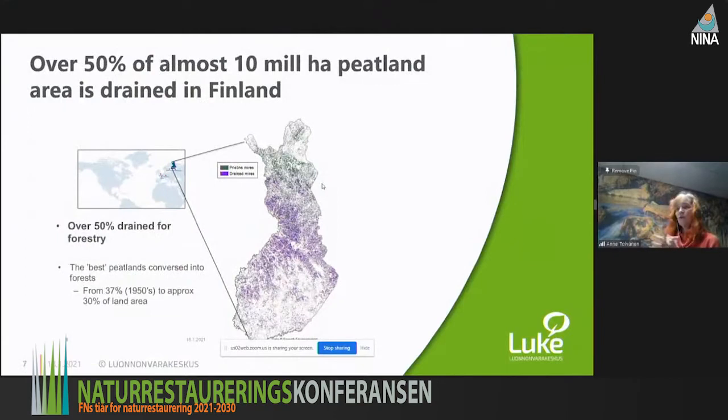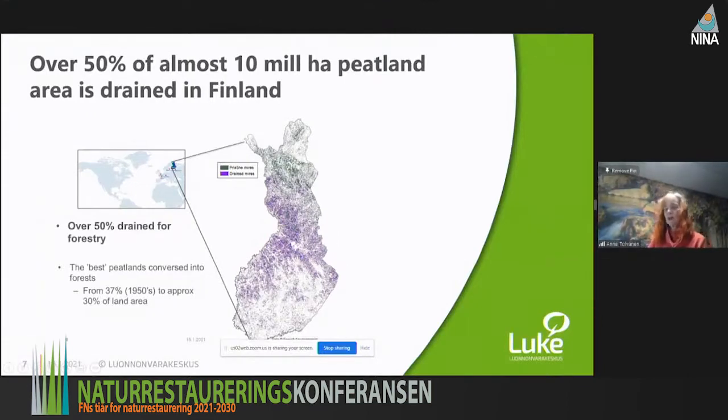So over half of our almost 10 million hectares of peatlands have been drained for forestry purposes. And on this map, you can see the purple color is the drained peatlands. And in general, the colors mean that there are peatlands. So peatlands are concentrated in the northern and western area of Finland. And the purple ones are drained and the green ones are undrained peatlands.